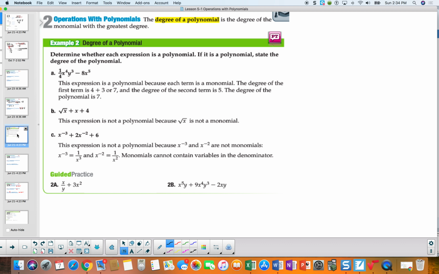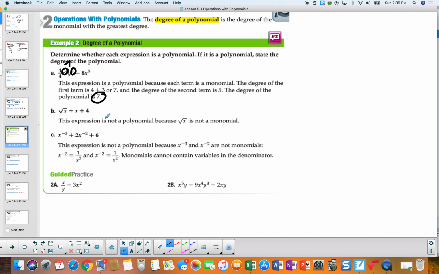All right, let's talk about the degree of a polynomial. The degree of the polynomial is the monomial with the greatest degree. So when we take a look at these two, this is a monomial and this is a monomial. And if I add these powers here, that's going to be a 7. And this power is 5, so the greatest is 7, and we call this degree 7.